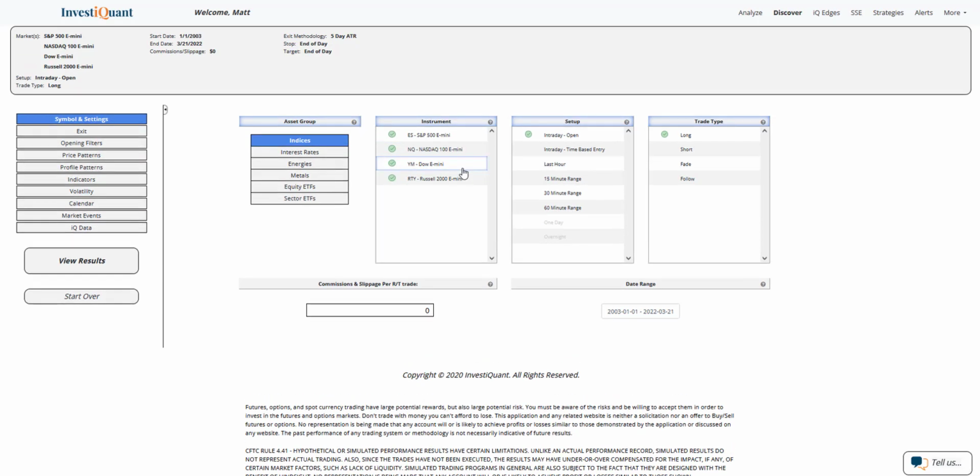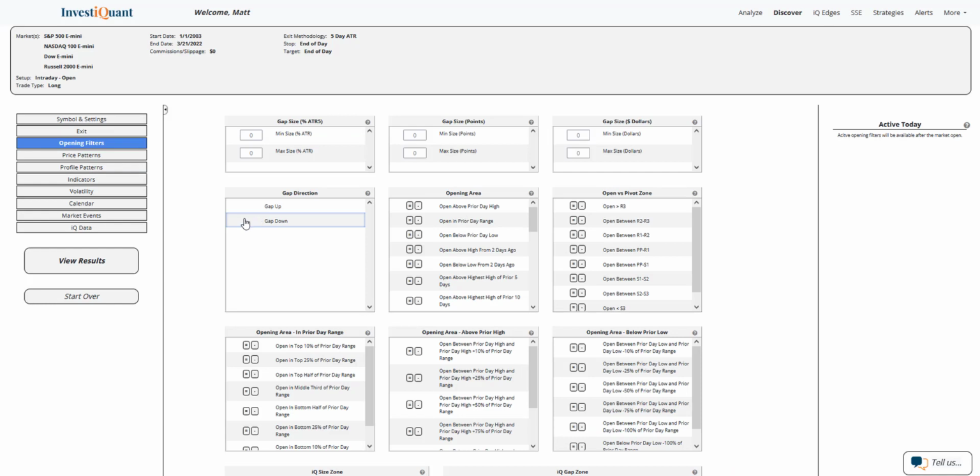I'm going to grab all four instruments. The setup we'll be looking at is based upon entering the market long at 9:30 a.m. Eastern Time and exiting at 4:15 p.m. Eastern Time.